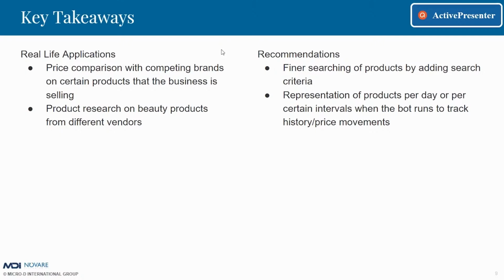So here are also a few recommendations on the use case that we just presented. We see that there could be a finer searching of products by adding search criteria, or you can also have a finer result by adding criteria as well. Like, aside from the product name, we could also extract the review scores or the prices, or we could also just not limit it to top 5. We can have like top 20 or top 50, just so we could have a more diverse result. Second recommendation that we have is the representation of products per day or per certain intervals when the bot runs. So this is something that we thought of just to track the history or price movements.